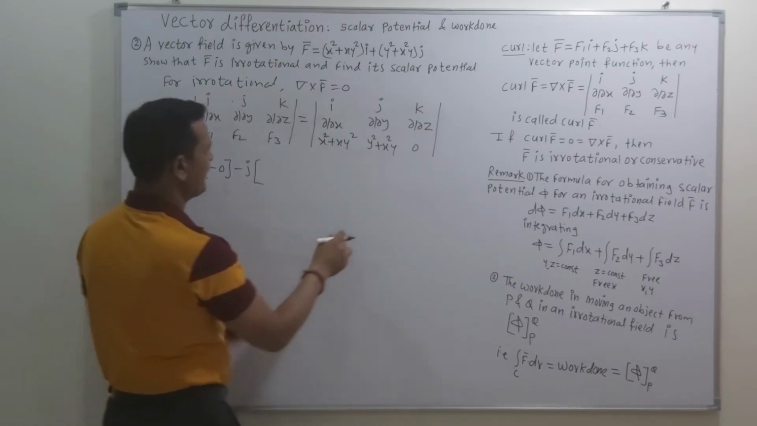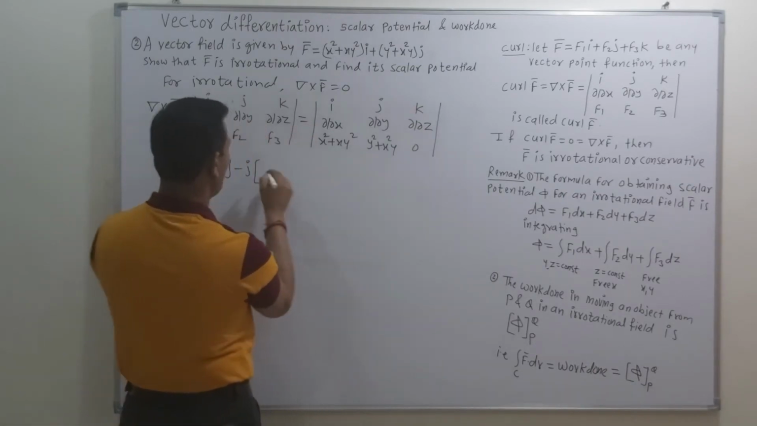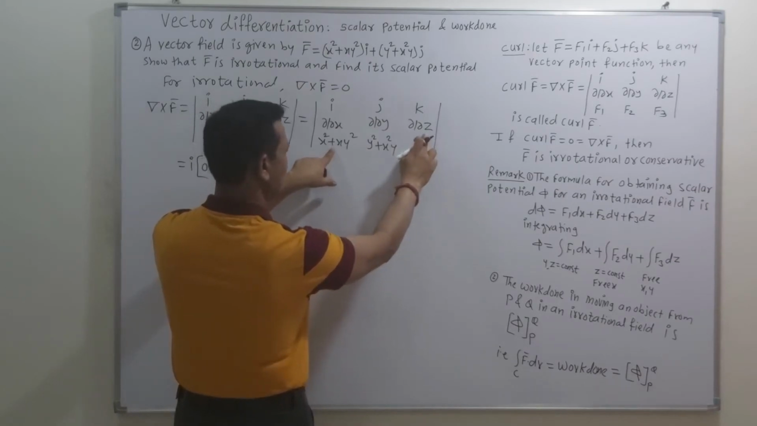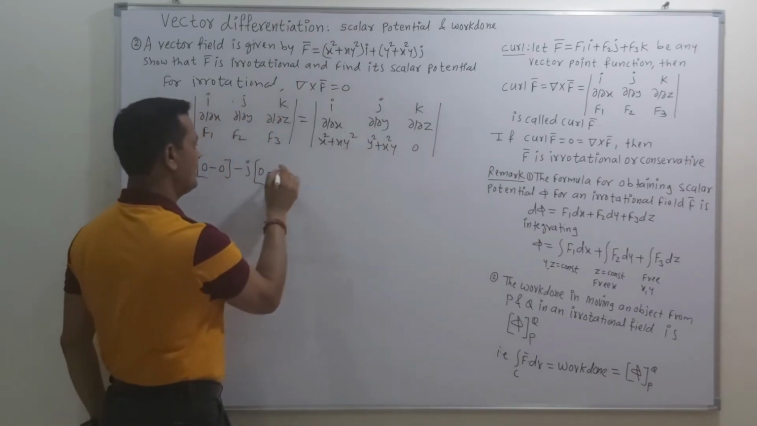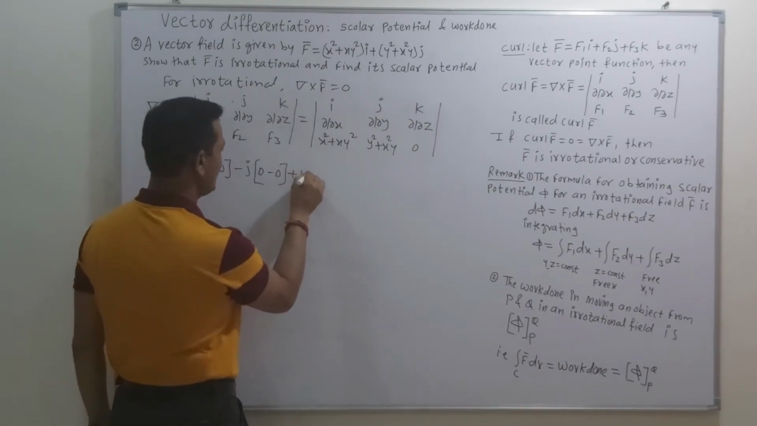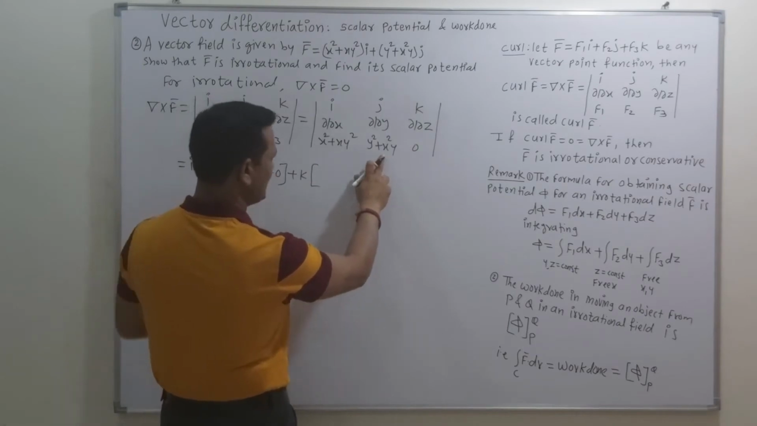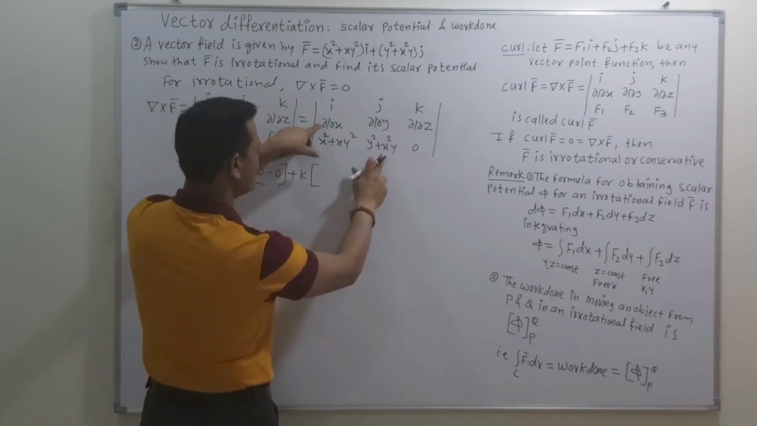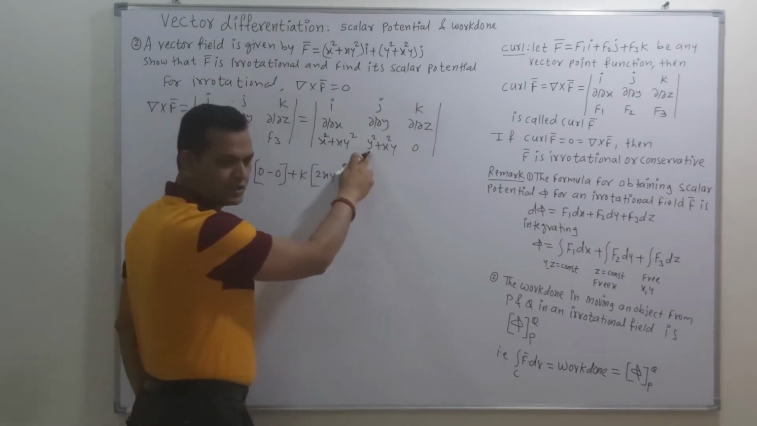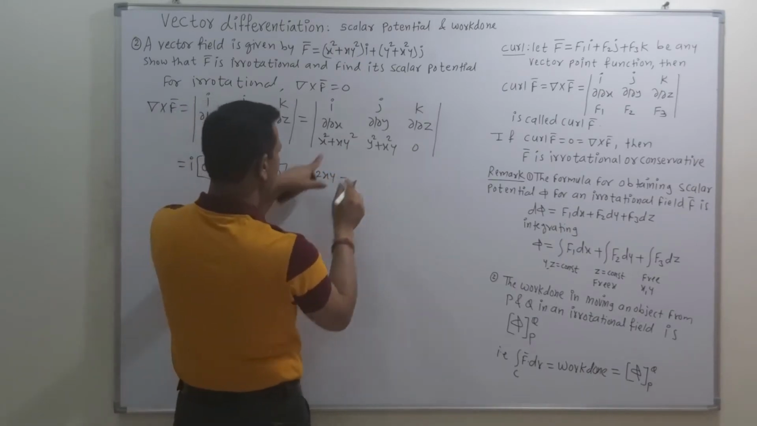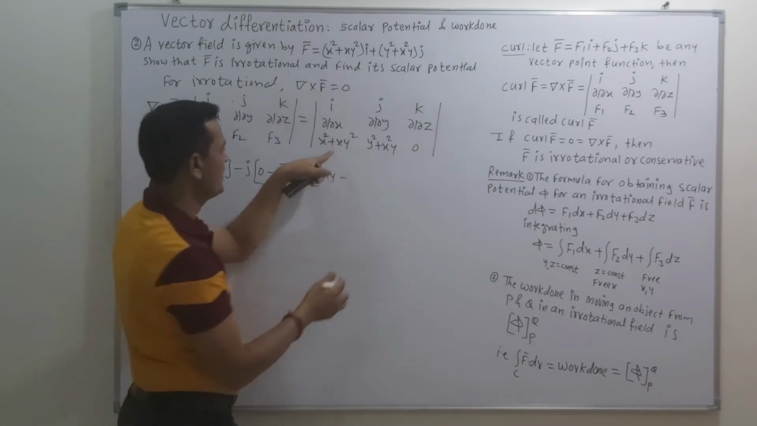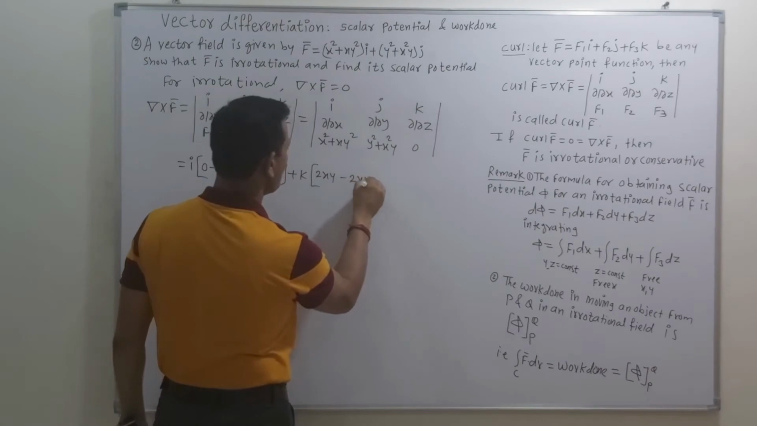Minus j, now friends take the partial derivative of this 0 with respect to x, which is 0, minus take the partial derivative of this term with respect to z, again here z term is absent, so partial derivative with respect to z is 0, plus k, then take the partial derivative of this term with respect to x, so its derivative with respect to x is 2xy, here y is constant, minus take the partial derivative of this term with respect to y, again x is constant in this term, so its partial derivative is 2xy.